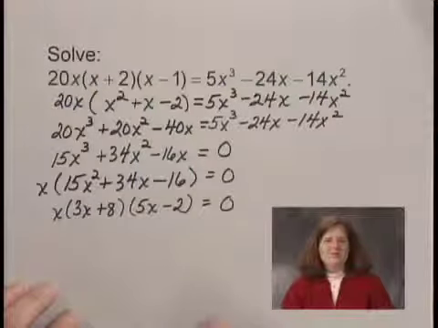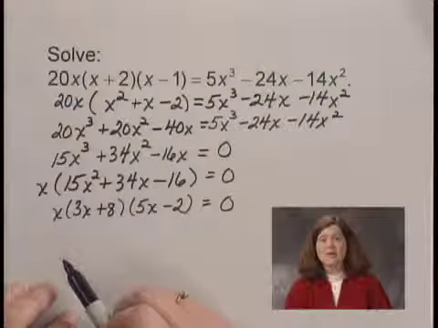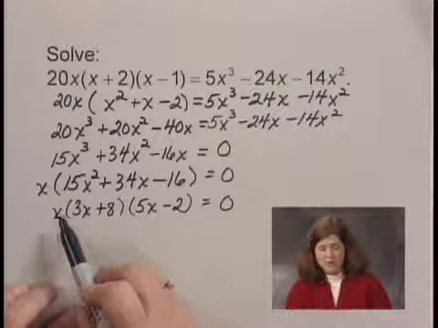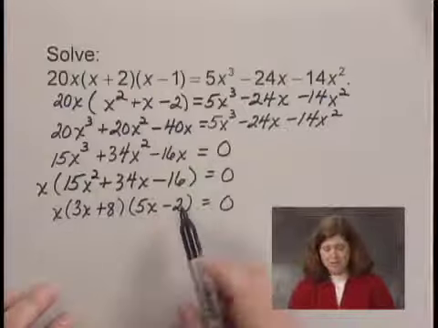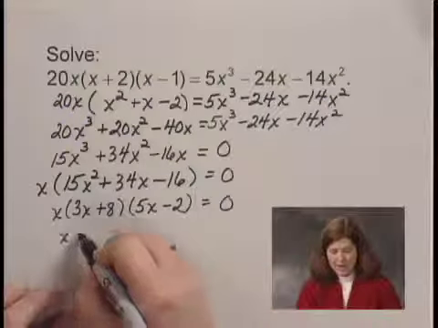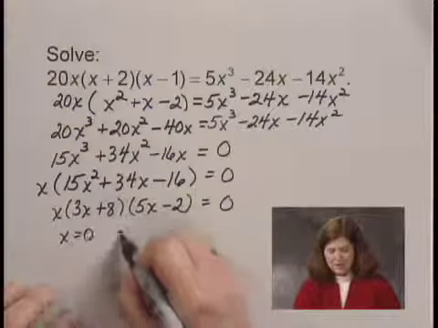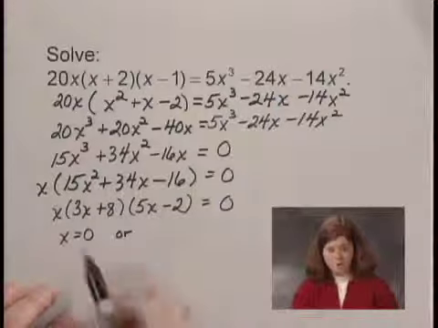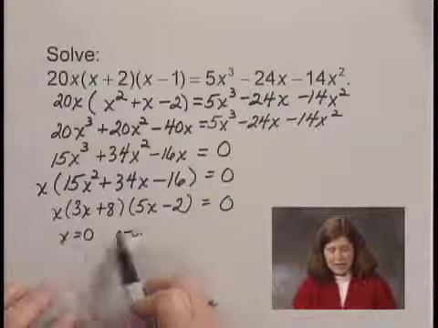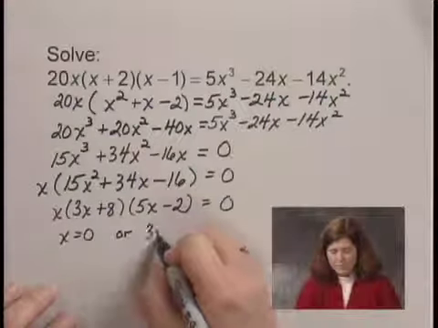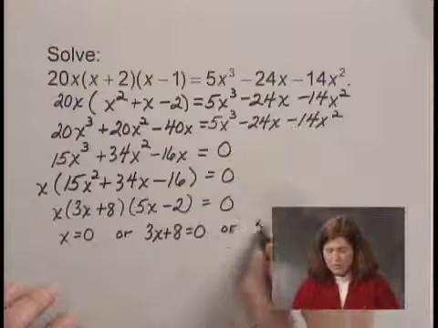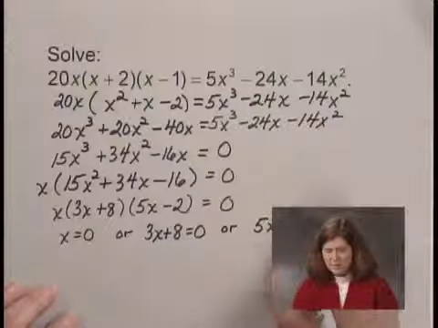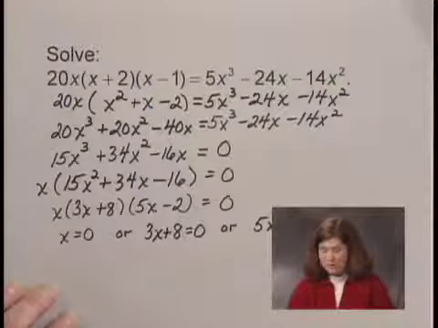Now once I have it factored, I actually have three factors. X is a factor, 3x plus 8 is a factor, and 5x minus 2 is a factor. Any of those three, if they were equal to 0, would make the product 0. So I say x equals 0, or 3x plus 8 equals 0, or 5x minus 2 equals 0.